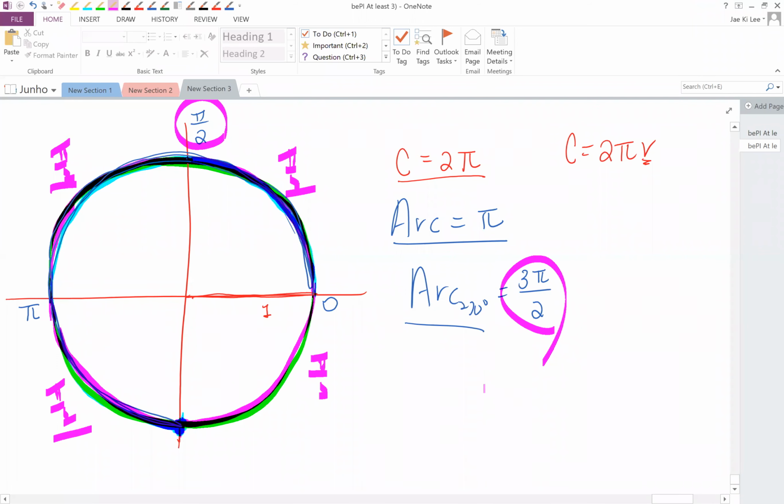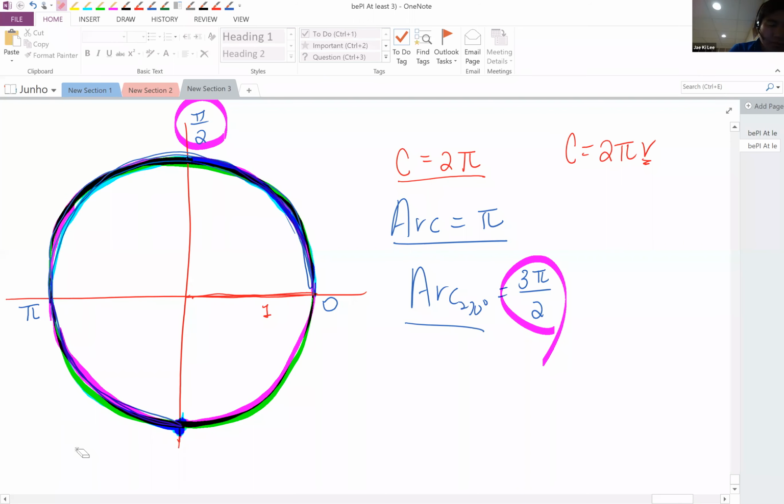Now, completing one cycle becomes 2 pi, because it repeats 4 times. And we already know that the complete circle circumference becomes 2 pi. So now we can mark 0, pi over 2, pi, 3 pi over 2, and 2 pi basically. Okay? So far so good?